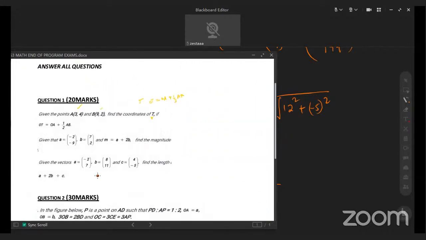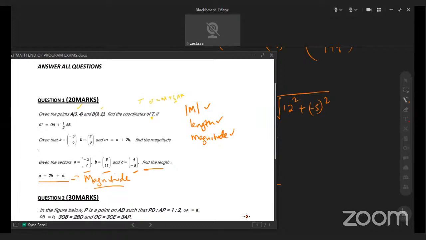And we can use the same thing here to get the vector. So given the vector A is this, B is that, C is that, find the length. We say the length is equal to the magnitude, okay? So don't be confused. Sometimes they can just say, find this, meaning the magnitude of M. If they say, find the length, we are also finding the magnitude. Or they can say find the magnitude directly. So these three things mean the same thing.